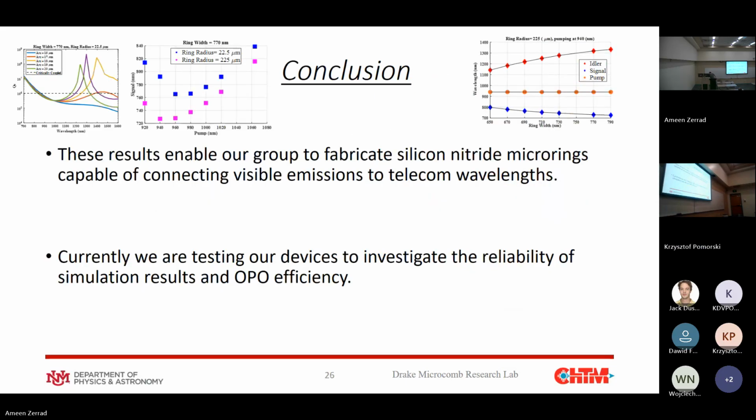Anyways, so this is my conclusion. These results enable our group to fabricate silicon nitride microresonators capable of connecting visible quantum emissions to telecom wavelengths. Currently, we're testing our devices to investigate the reliability of our simulation results and testing our conversion efficiency.